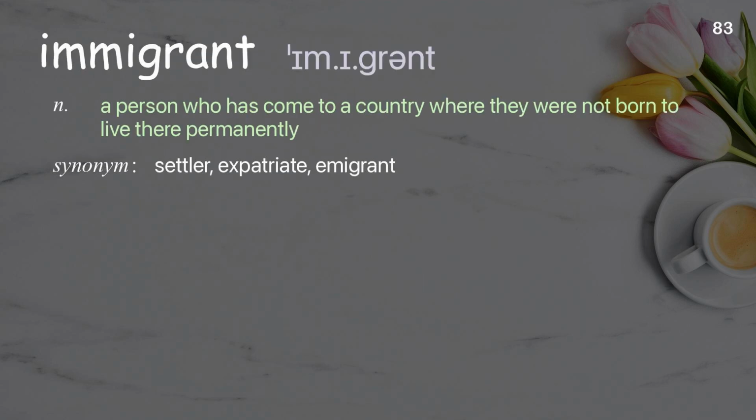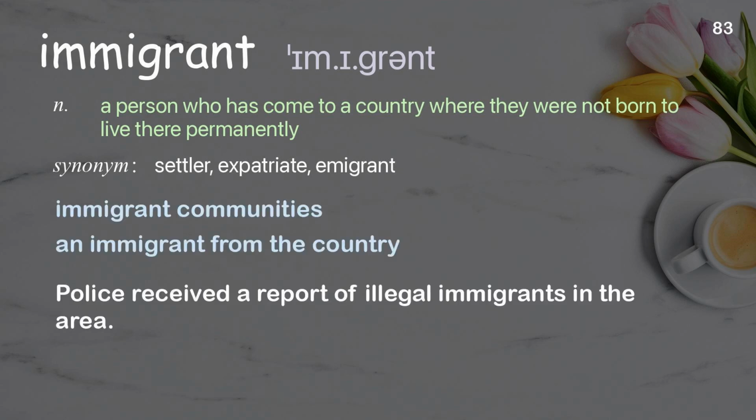Immigrant. A person who has come to a country where they were not born to live there permanently. Examples. Immigrant communities. An immigrant from the country. Police received a report of illegal immigrants in the area.